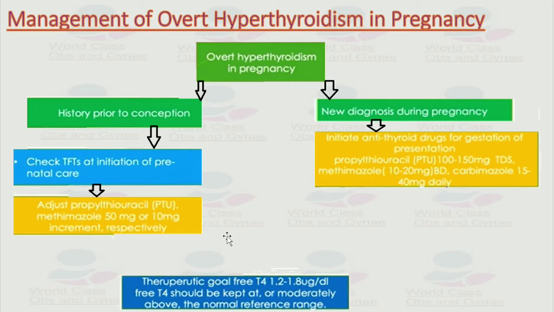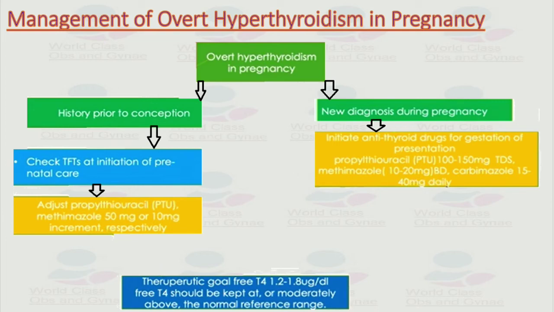Therapeutic goal would be T4 of 1.2 to 1.8 microgram per deciliter. Free T4 should be kept at or moderately above the normal reference range. Okay, now coming to the newly diagnosed case of hyperthyroidism. In that case, we have to initiate anti-thyroid drugs at the gestation of presentation. Propylthiouracil PTU 100 to 150 milligram TDS, methimazole 10 to 20 milligram BD, carbimazole 35 to 40 milligram daily. So we have to initiate depending upon the gestational age.